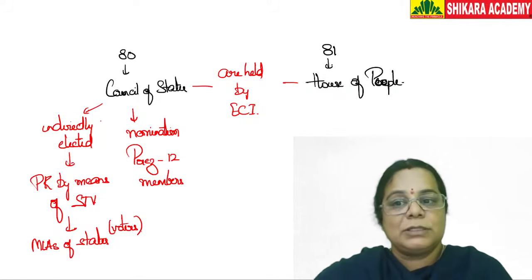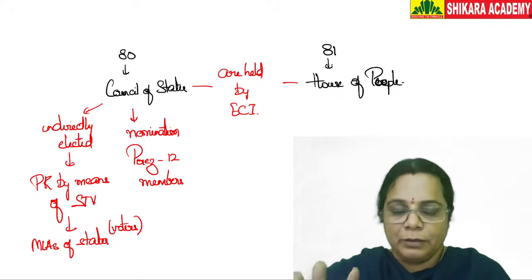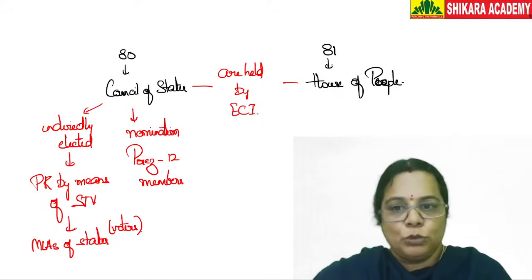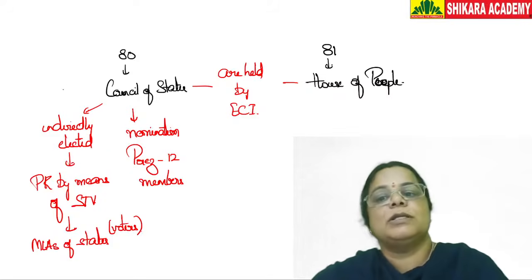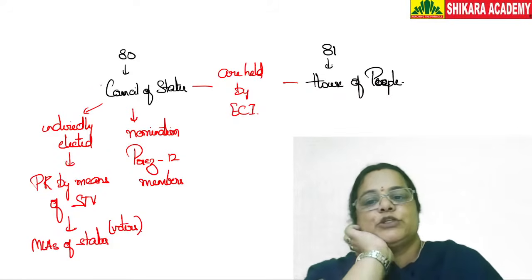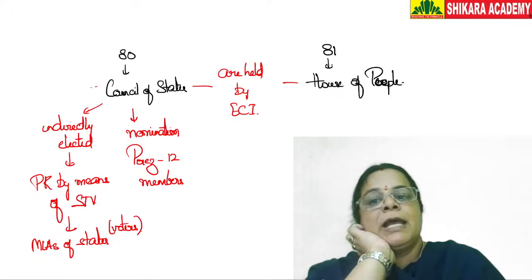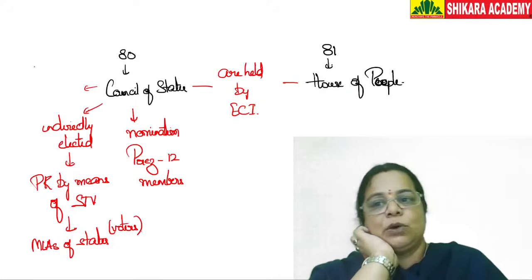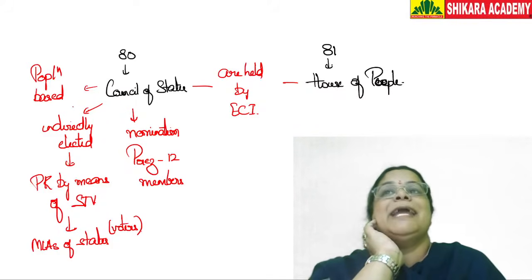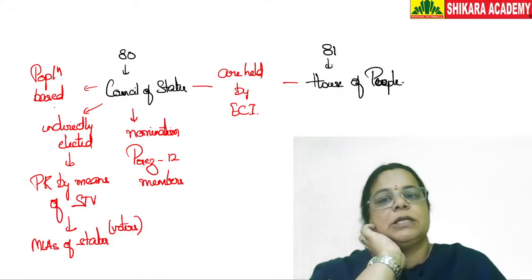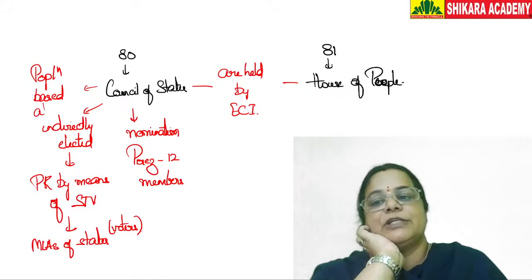So this is about the system of elections, the electoral college of Council of States. Now what is important here apart from this is you should remember that according to Article 80, the seats in Council of States are allocated to states on the basis of population-based allocation. So states will not have equal representation in Council of States. So population-based allocation, this is very, very important.